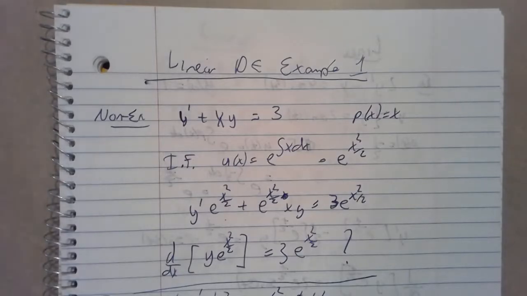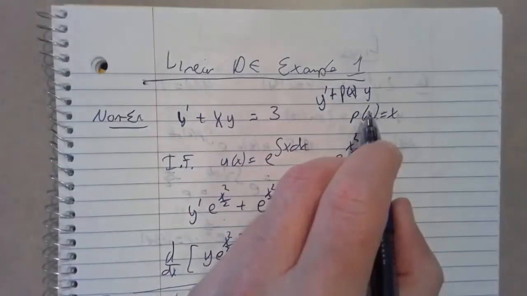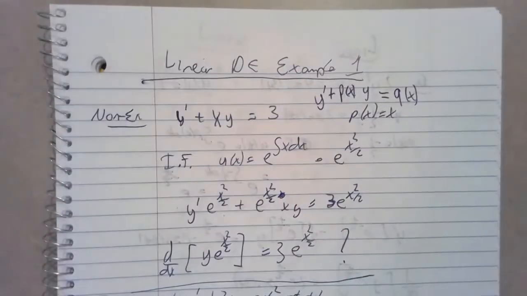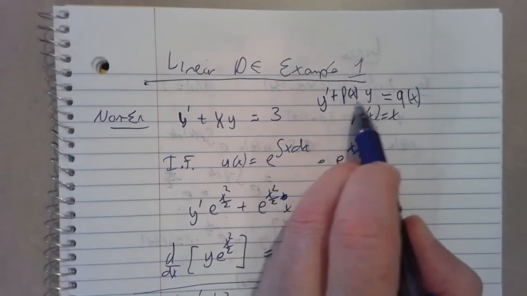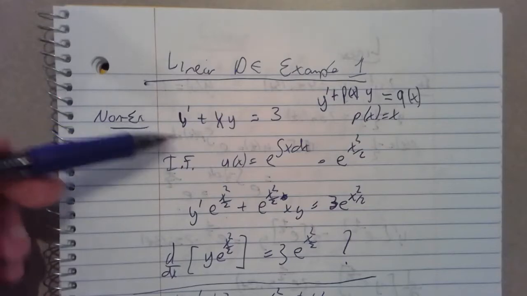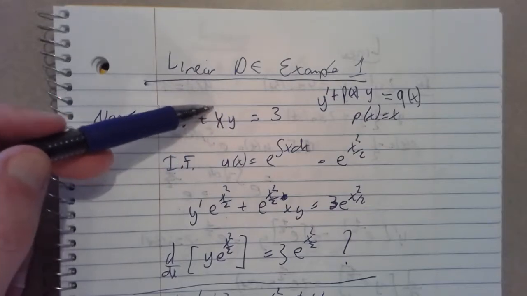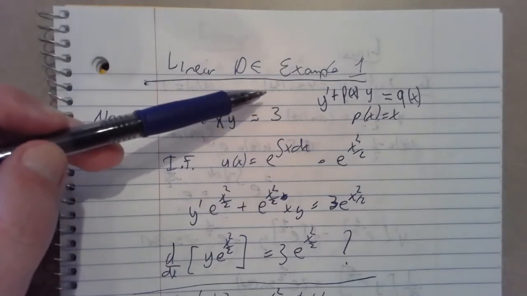Remember, our standard form for linear equations is y prime plus some p of x that only depends on x times y equals some q of x that only depends on x. So no y's over here or in this coefficient of y. Here's our p of x, x. Here's our q, it's just a constant, 3.